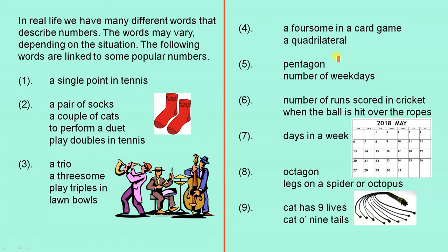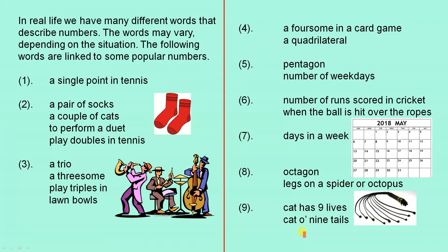The number 5 can be associated with a pentagon, which has 5 sides, or it can be associated with the number of weekdays, that is Monday to Friday. 6. The number of runs scored in cricket when the ball is hit over the ropes. That's one example of 6. 7. One example is the days in a week. Number 8. An octagon has 8 sides, and the legs on a spider or octopus. Each of those has 8 legs.